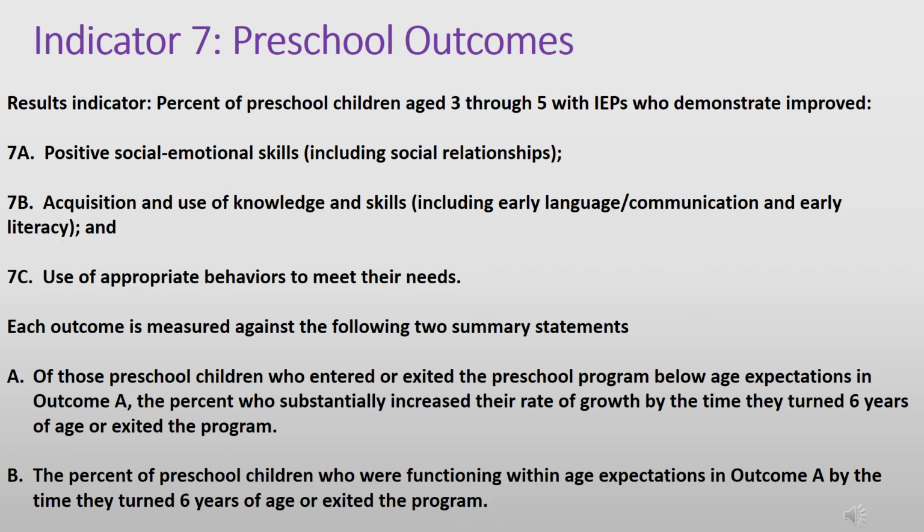And 7C, use of appropriate behaviors to meet their needs. Each outcome is measured against the following two summary statements. Summary A, of those preschool children who entered or exited the preschool program below age expectations in an outcome, the percent who substantially increased their rate of growth by the time they turned 6 years of age or exited the program. Summary B, the percent of preschool children who were functioning within age expectations in an outcome by the time they turned 6 years of age or exited the program.